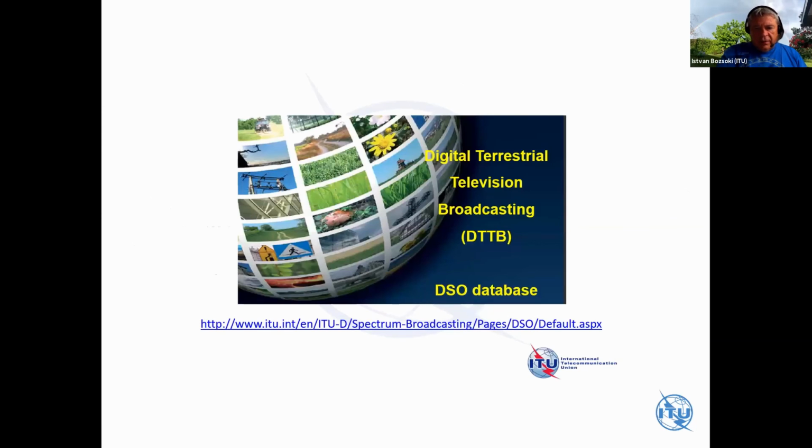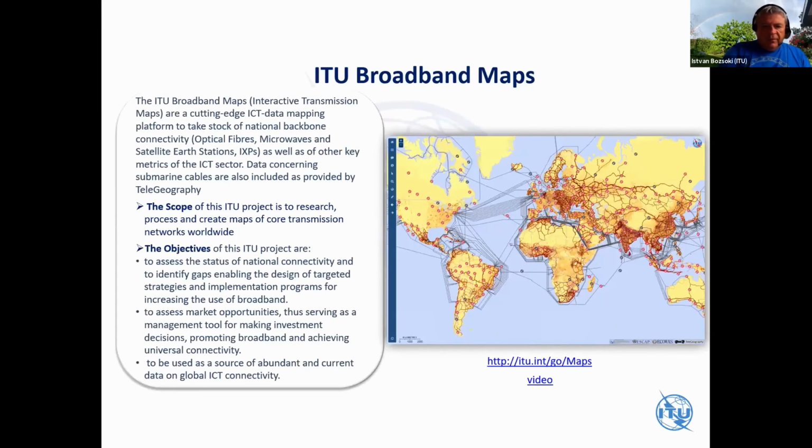This is the DSO database, which I mentioned to you. And then I mentioned already the ITU broadband map. This is providing the information about the available fiber optic, submarine cables, IXPs, microwave links, and other features. Even in the Asia Pacific part, we can have also the roads and railways.